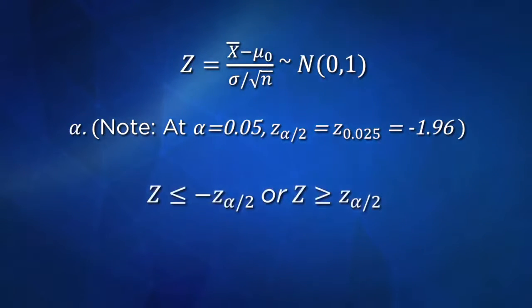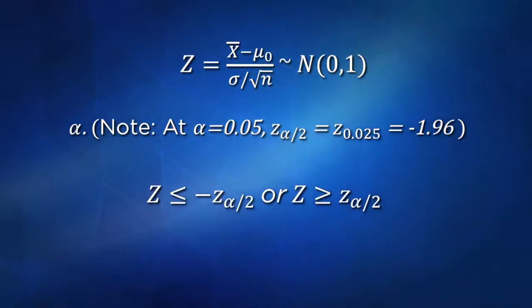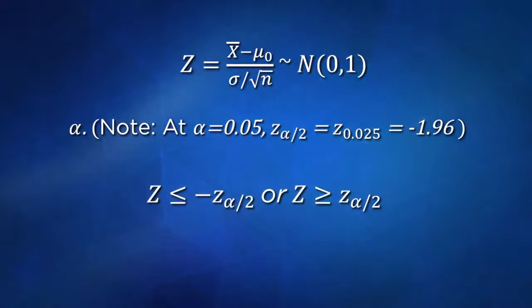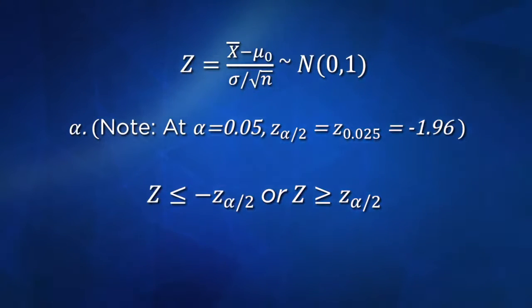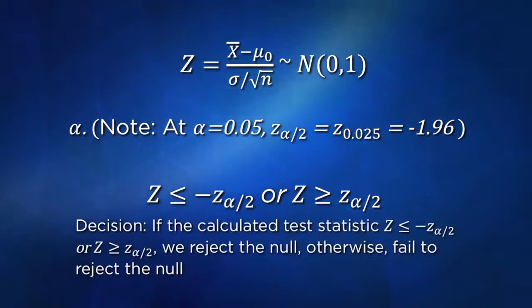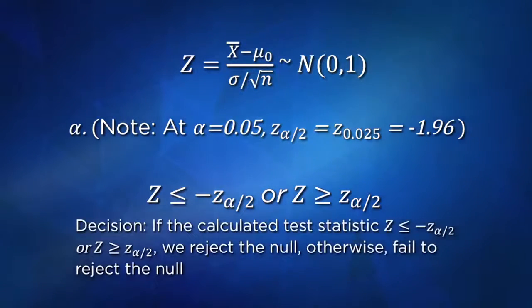Rejection region, now if our test statistic is less than negative z alpha over 2 or greater than positive z alpha over 2, we would reject, right? Because our z could either be positive or negative depending on where our data lies. And then for our decision, we're going to reject the null hypothesis if we get a z value that lives in that critical rejection region.